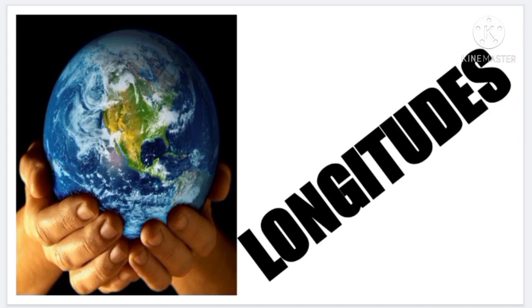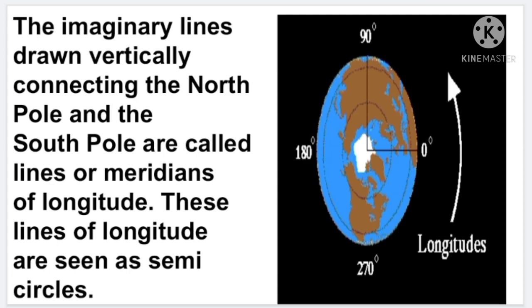Now let's see what is meant by longitudes. The imaginary lines drawn vertically connecting the north and the south pole are called lines or meridians of longitude. These lines of longitude are seen as semicircles. Students, longitude is a measurement east or west of the prime meridian. Longitude is measured by imaginary lines that run around the earth vertically up and down and meet at the north and south poles. These lines are known as longitude and are divided into 60 minutes.